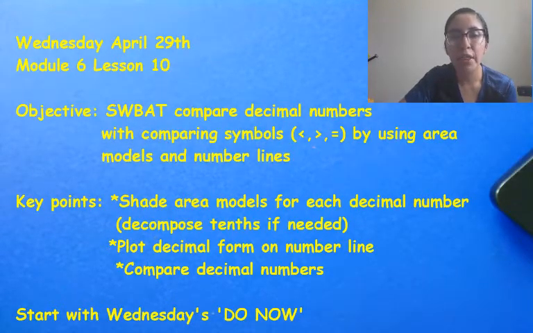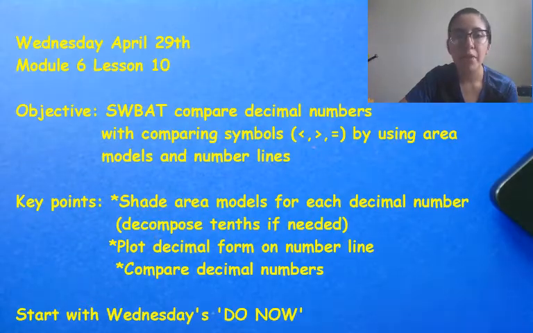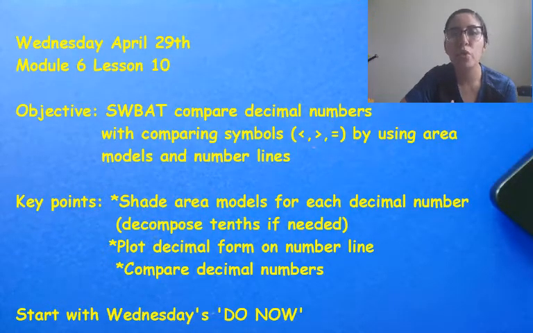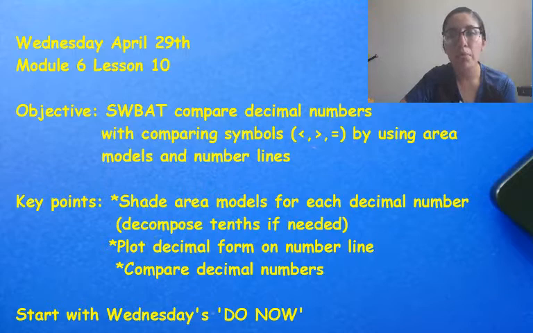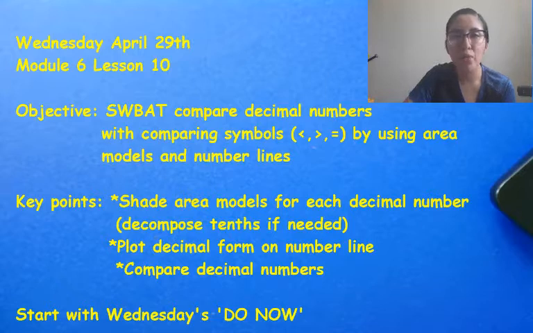Your key points for today: if you're using an area model, you're going to be able to shade the area model for each decimal, and if you need to, you're going to have to decompose the tens into hundreds. If we're using a number line, you're going to be able to plot the decimal form on a number line. And last, once you do either an area model or a number line, you're going to be able to compare your decimals. So let's go ahead and start with today's Do Now.